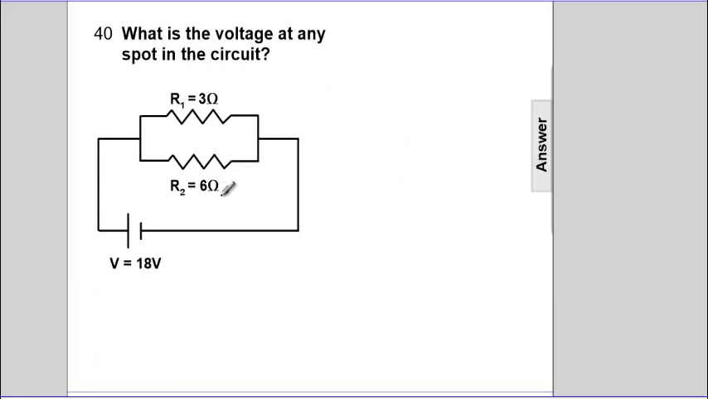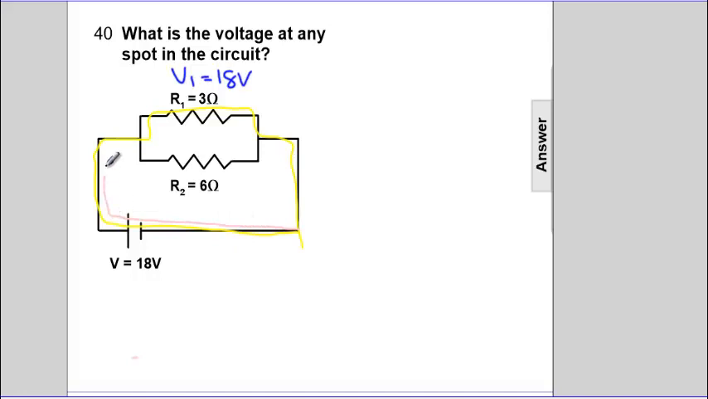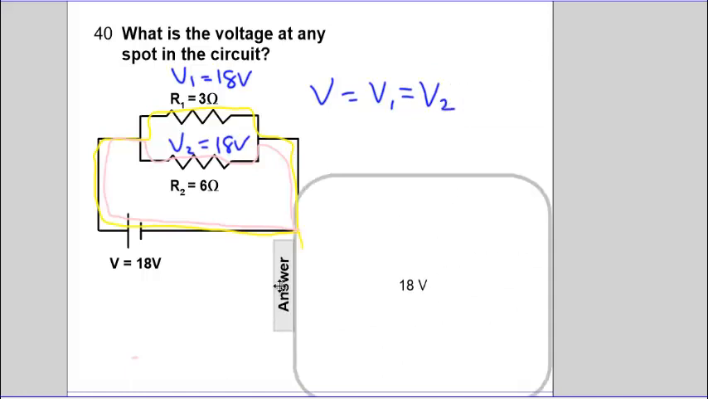What is the voltage in any spot? This is an easy one. If I come up 18 through R1, down 18. So this voltage for R1 or V1 is 18 volts. Let's find our other favorite color, that pink. That works. If I come up 18, I'm going to come down through 18 and bring it back home. So again, V2 is 18 volts, and we remember that V is V1 is equal to V2. So the answer is 18 volts.